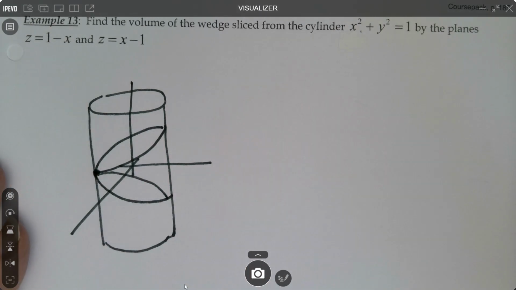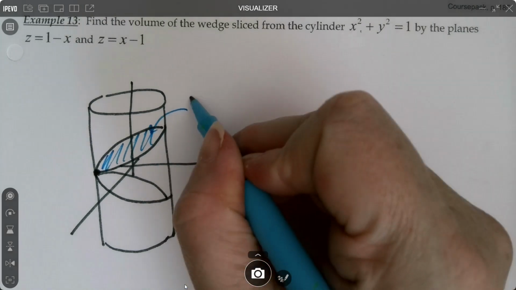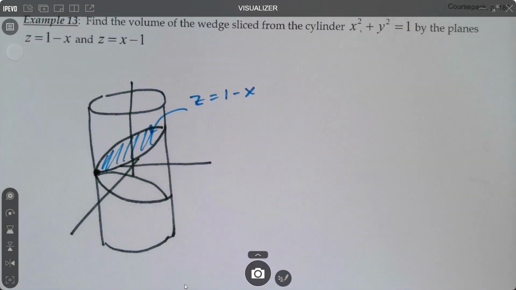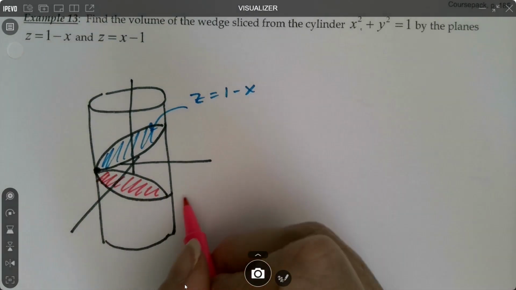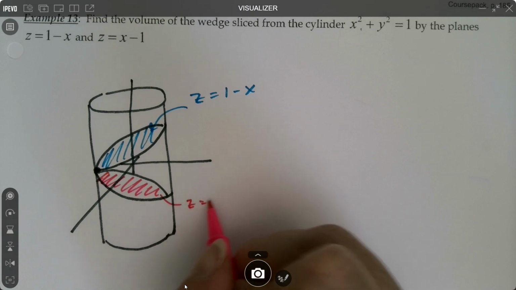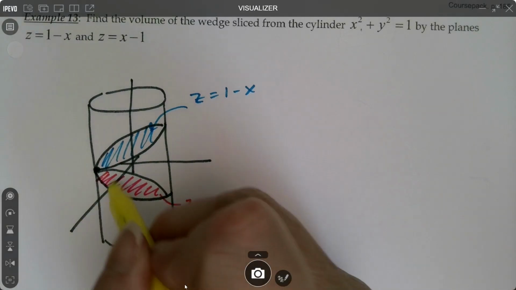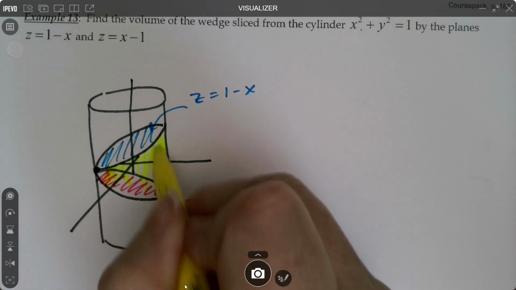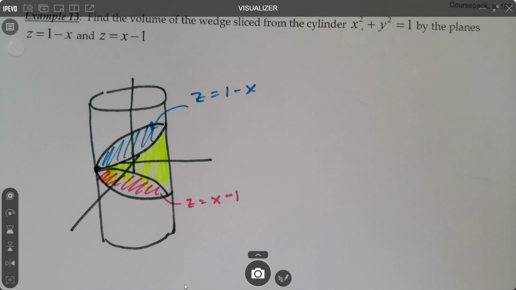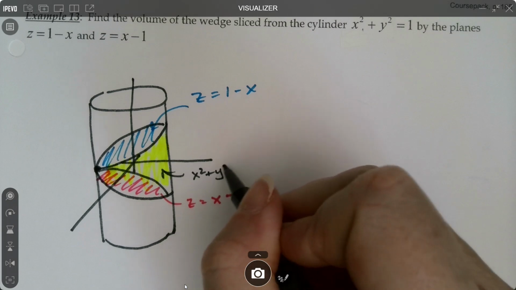And we're actually finding the volume in between the two. So z equals 1 minus x is up here. Right? That's z equals 1 minus x. And then down here on the bottom, we have z equals x minus 1. And of course, we're confined inside this cylinder, and we want the volume between the two, right? So there's the three-dimensional object we're trying to find the volume of, right? And this surface is x squared plus y squared equals 1.